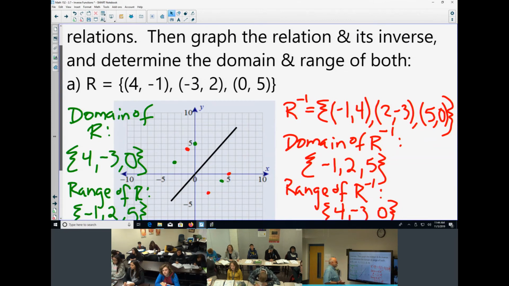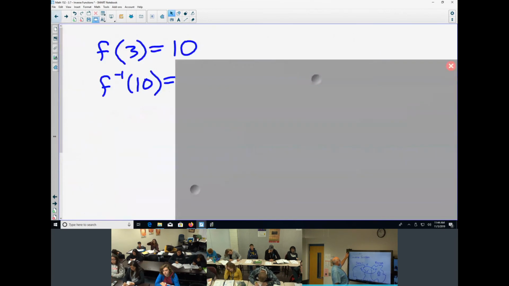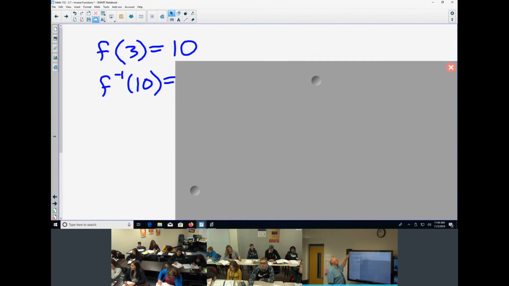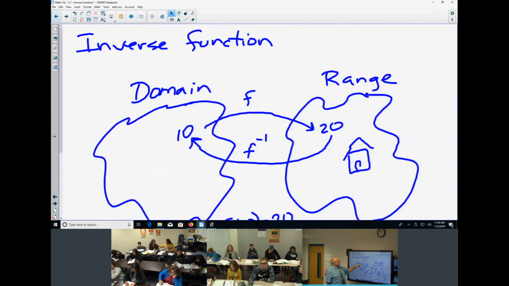So let me kind of show you visually. Okay, so like if I have f of, for whatever the function, if f of 3 is 10, then f inverse of 10 takes you back to 3. Or like if this is the domain, then if the function takes your input, the 10 to 20, then the inverse function takes you back to 10. Okay?